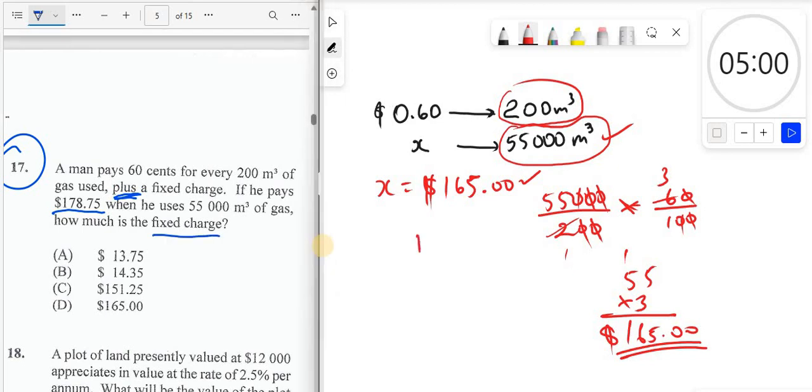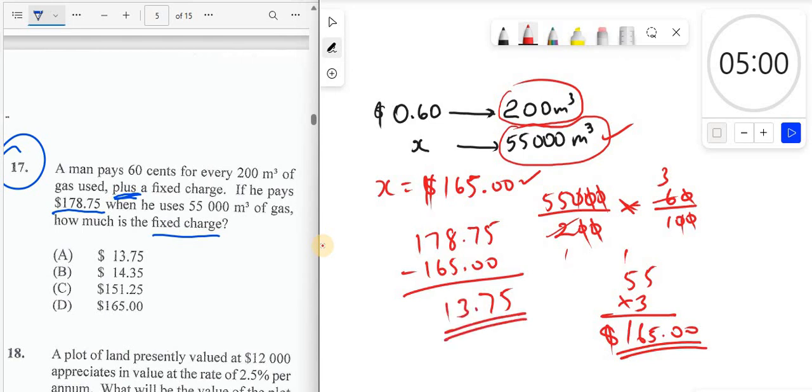Is to subtract. So we have 178.75, and we're going to subtract the 165. All right, and that will leave us with what? $13.75. Hope that makes sense.